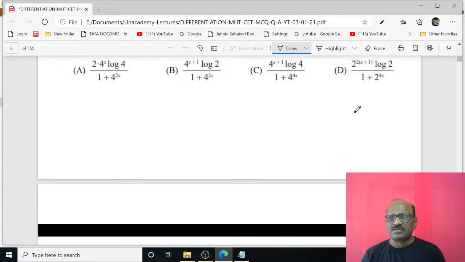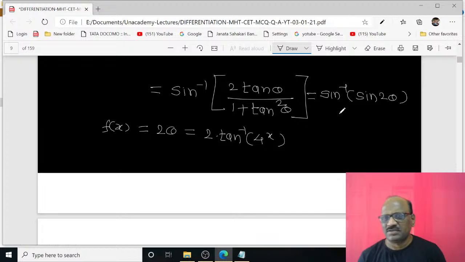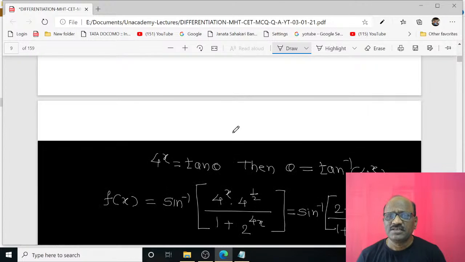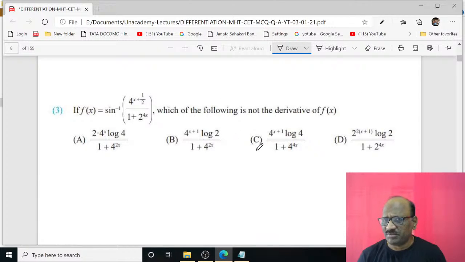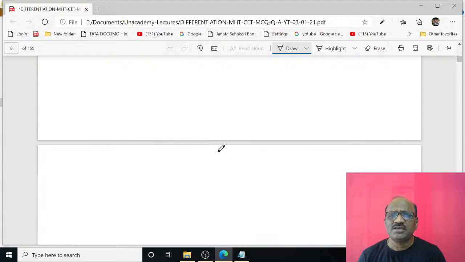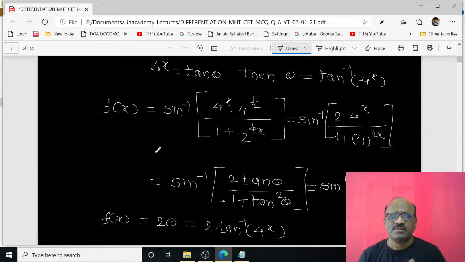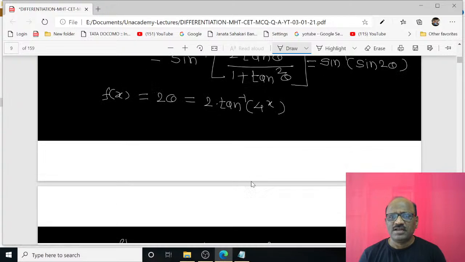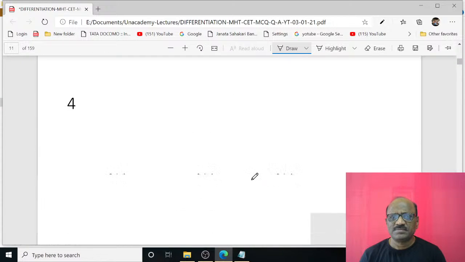Option D is here. In this way, we can solve immediately by using the elimination method, and also by using our step-by-step method. You can solve this. Now the next question.